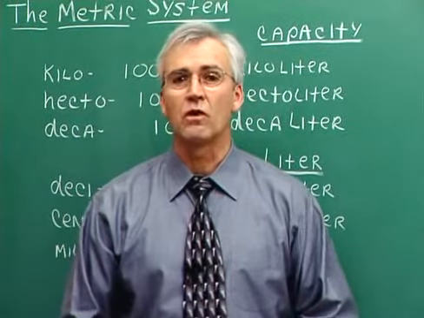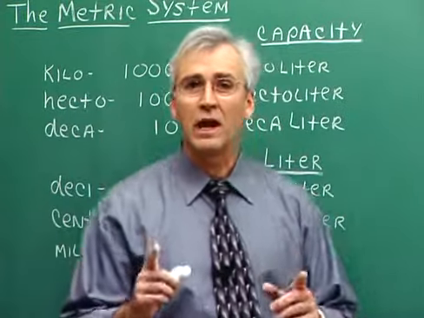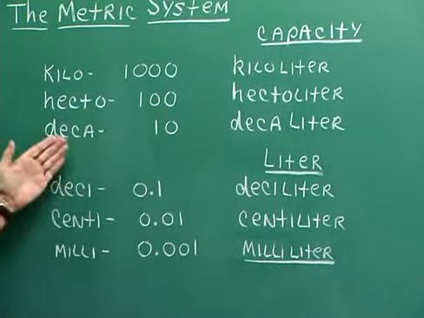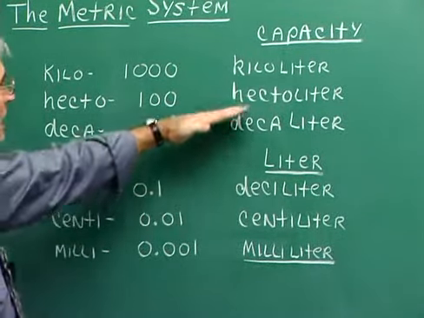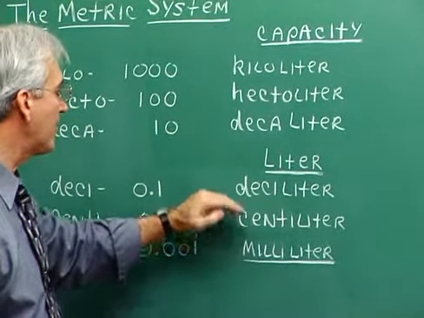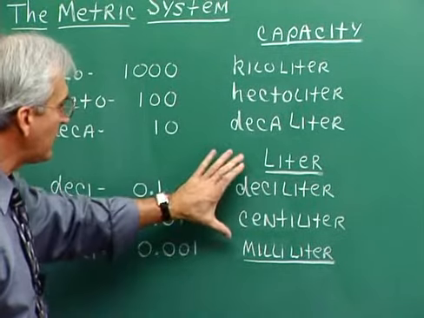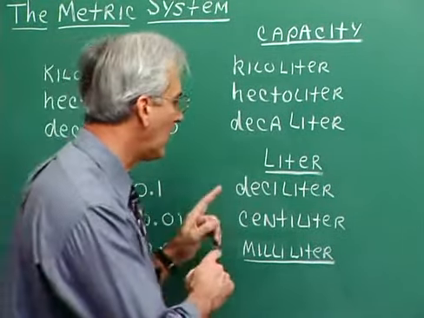The basic unit for measuring capacity in the metric system is the liter. And we can apply all of our prefixes that we talked about earlier to the word liter in order to generate other units for measuring capacity. Now, of all of these units that are possible, the two that are in primary use are the liter and the milliliter.